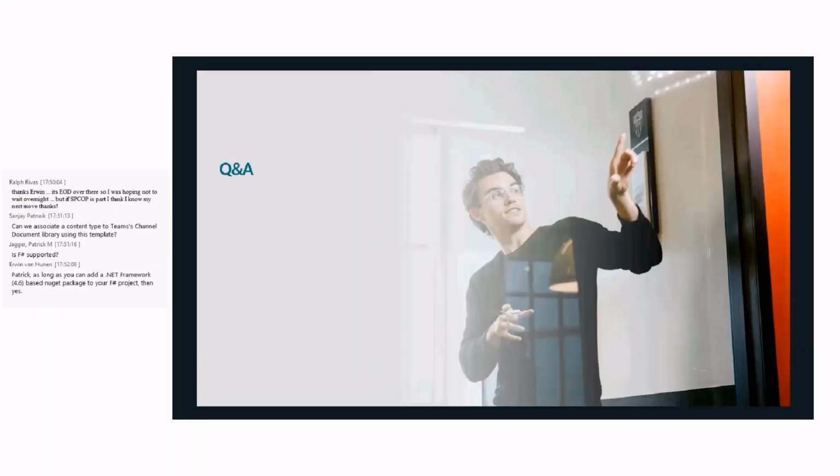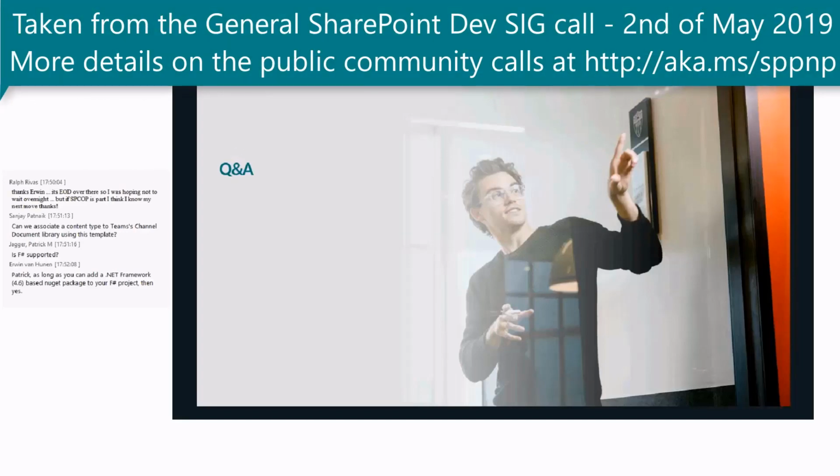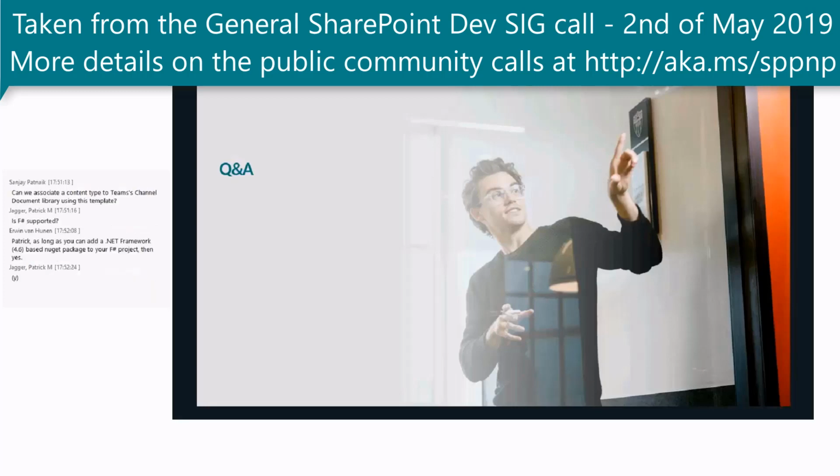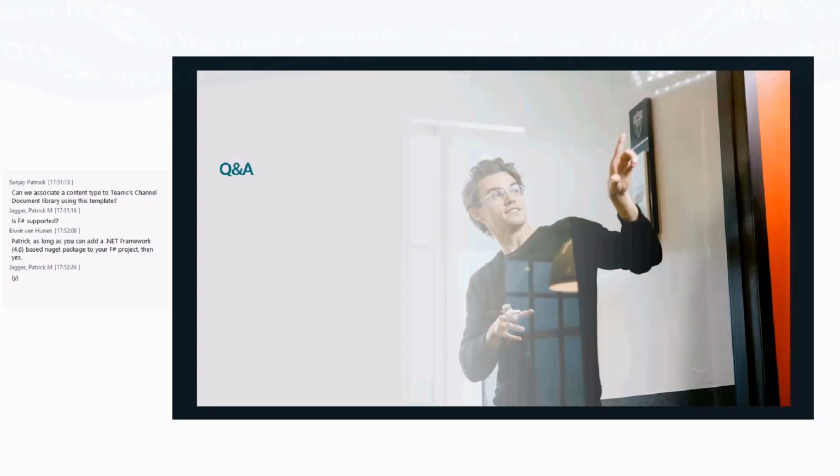Sunny J is asking, can we associate a content type to a Teams channel document library using this template? Yes, because just to clarify, the document library which you see in Teams is actually a SharePoint site document library. So there is a SharePoint site behind the scenes, and technically you can associate a content type with the document library behind the Teams channel. Now, should you do that, for example, to require metadata and all of that? That's debatable. That's a separate discussion. Technically, yes. So that is absolutely doable.